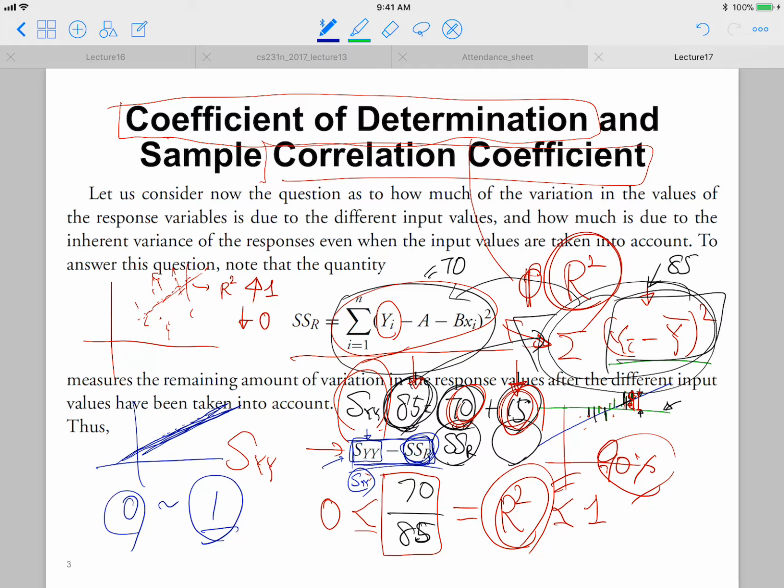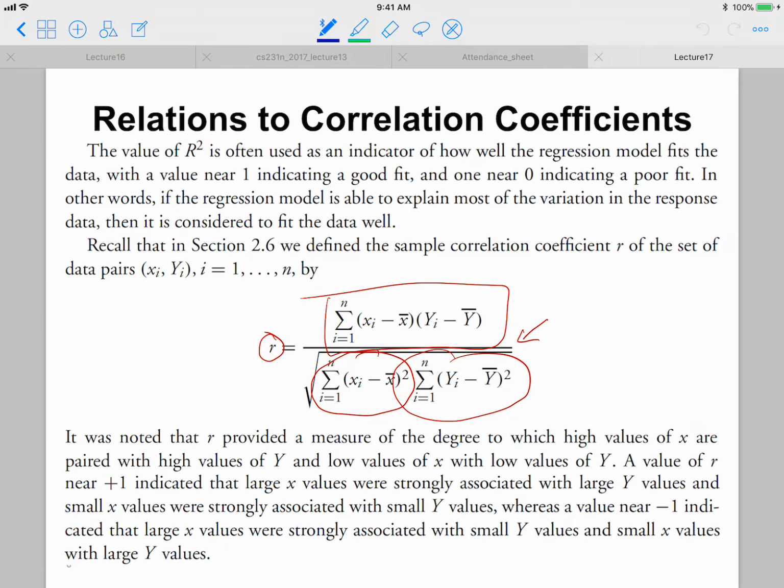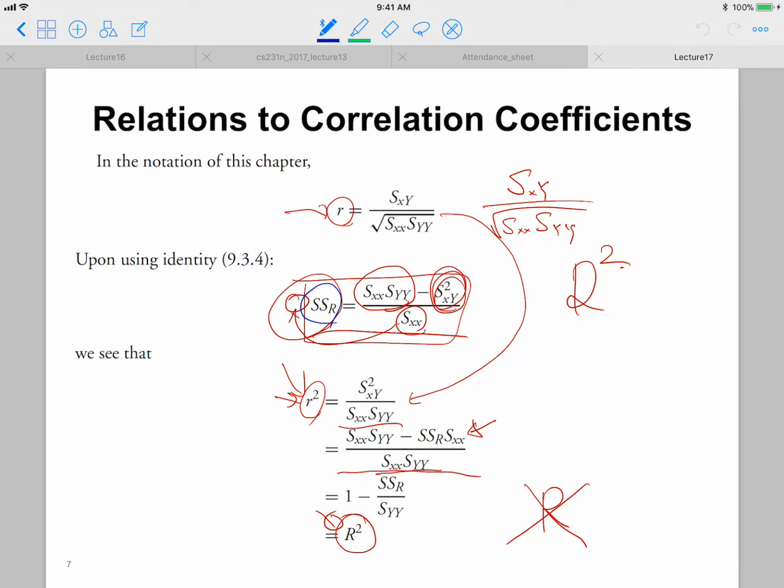So we have a 0 value of this coefficient of determination, and after some proof, we show that this R, the correlation coefficient that we learned previously, when we take the square of it, is actually the same as our R squared, or this relative fitted value.